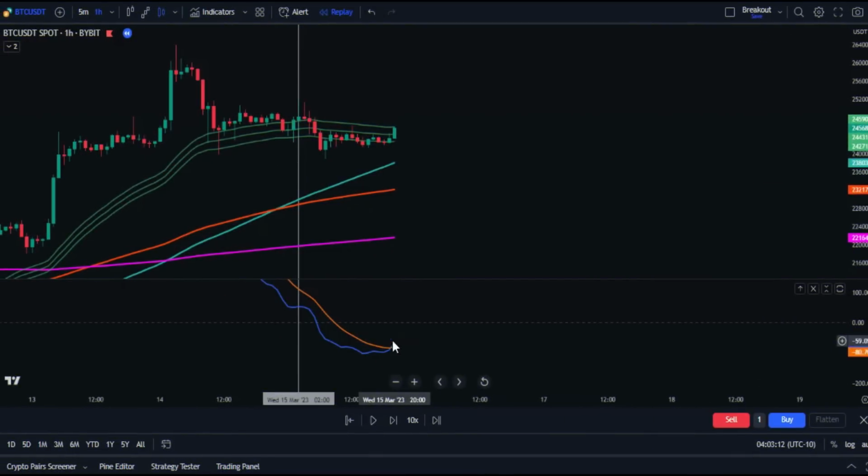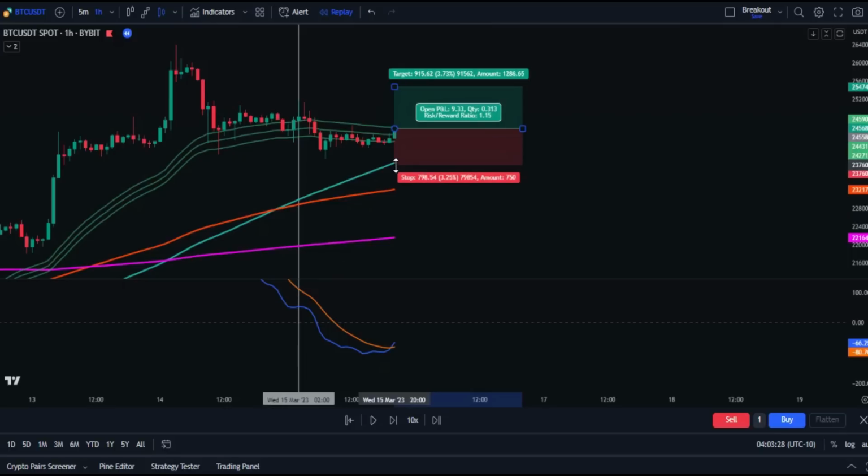But what if the MACD signal came on the candle close to the green lines? In this case, we will use the line closest to the green lines to place the stop loss, and it will be the light blue line.